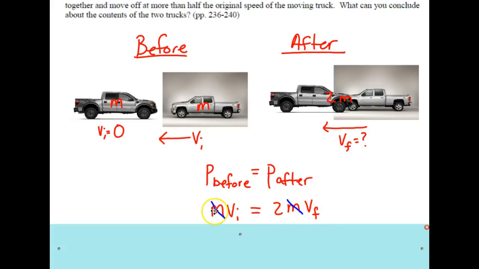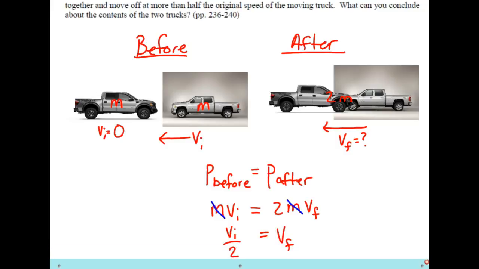Notice the mass cancels in this equation. There's M in both terms. And so VI would be 2VF. Therefore, VF would be VI over 2. Now, this is what the final velocity of the two trucks after should be. This says that it moves off at more than half the original speed of the moving truck.